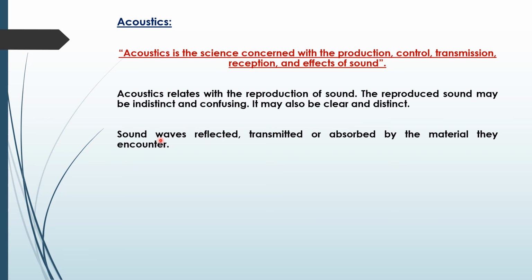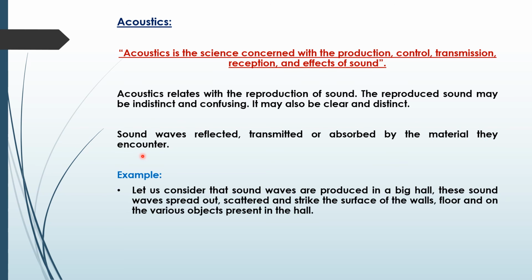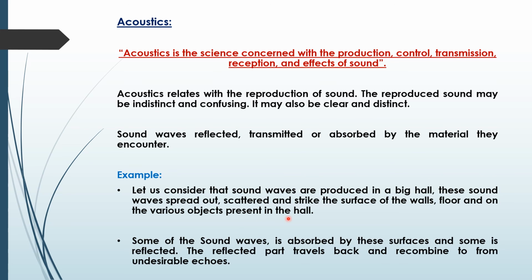When sound waves travel through a medium, they are reflected, transmitted and absorbed by the material they encounter. To understand this, let us consider an example. Let us consider that sound waves are produced in a big hall. These sound waves spread out, scatter and strike the surface of the wall, floor, and the various objects present in the hall. Some of the sound waves are absorbed by the surface and some are reflected. The reflected part travels back and recombines to form an undesirable echo.